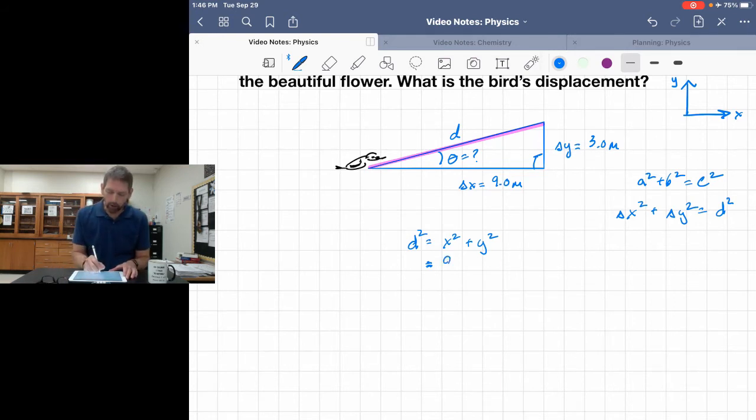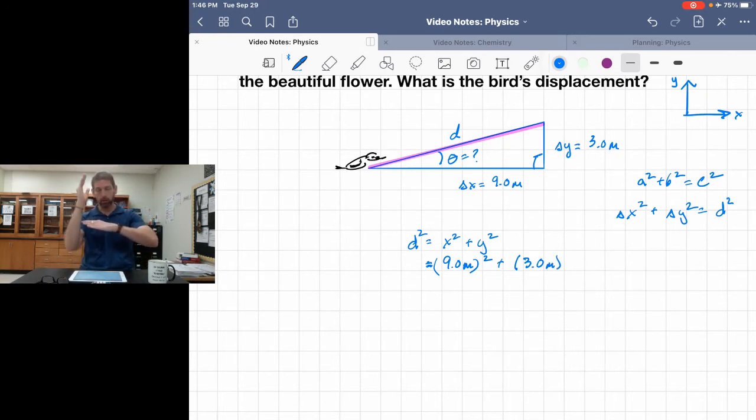So our x is 9 meters, and that's going to be squared, plus y is going up. Remember, we've got a vertical displacement of 3 meters. According to our coordinate system, we defined this as being positive and this as being negative. So we don't have to assign any negative values in this particular problem the way it's being drawn. We assume it's flying forward. You don't assume it's flying backwards unless something in the problem tells you that.